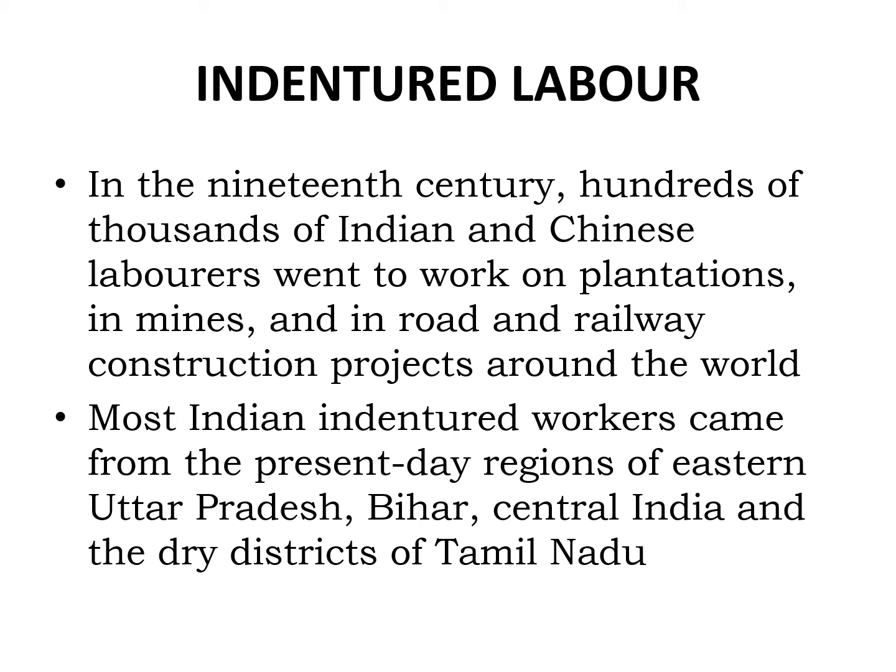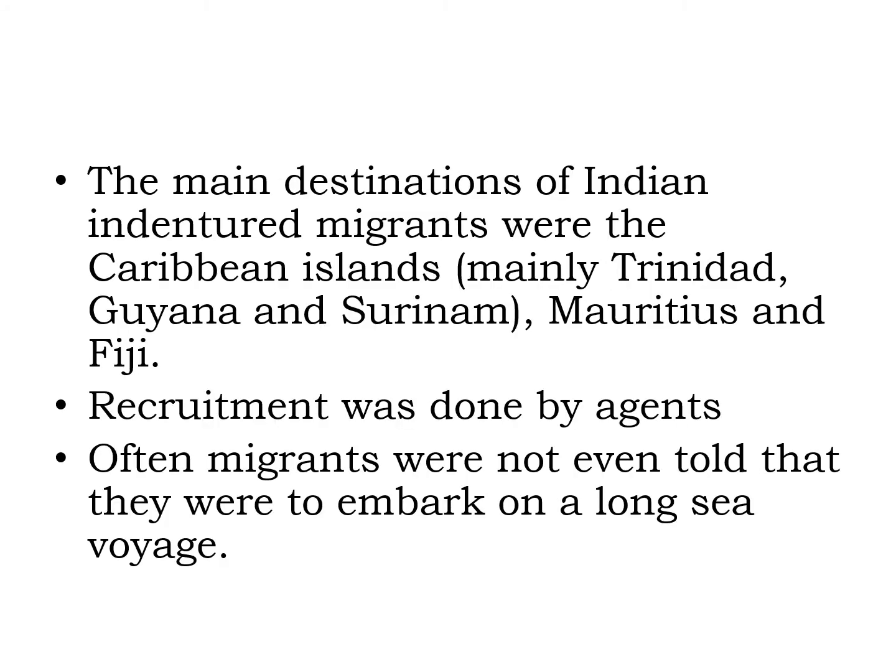Most Indian indentured laborers came from present-day regions like eastern Uttar Pradesh, Bihar, Central India, and dry districts of Tamil Nadu. The main destinations of Indian indentured migrants were the Caribbean islands: Trinidad, Guyana, Suriname, Mauritius, and Fiji.